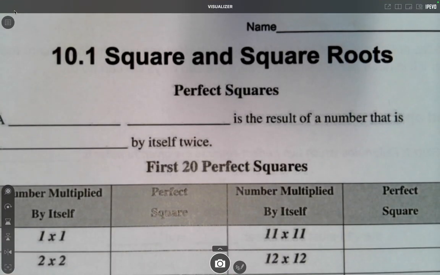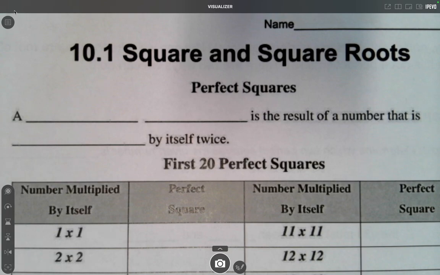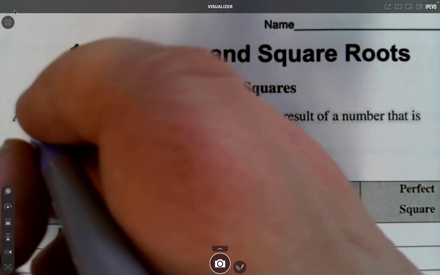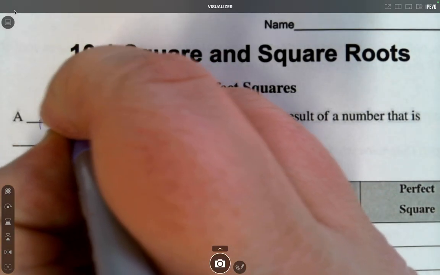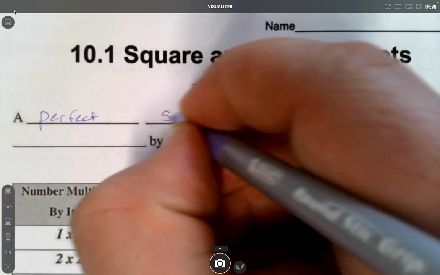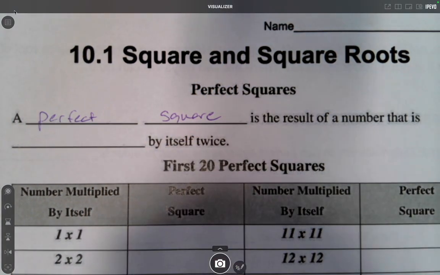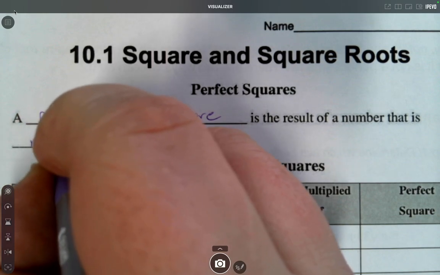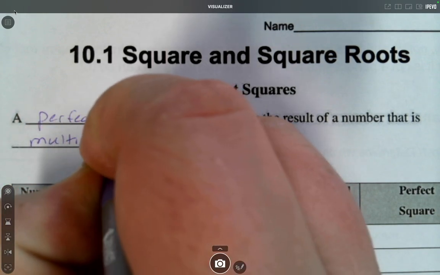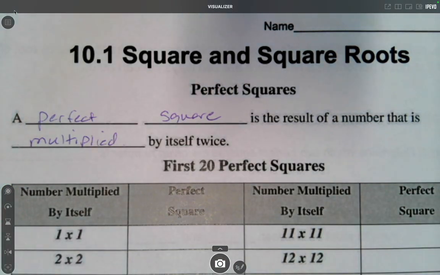So now begins Chapter 10, Squares and Square Roots. So, perfect squares. You may or may not have heard this term before, but a perfect square is the result of a number that is multiplied by itself twice.